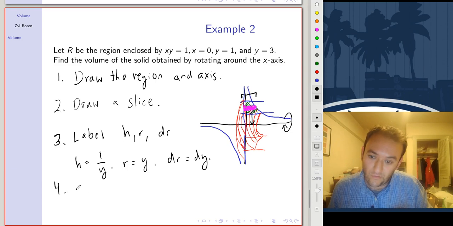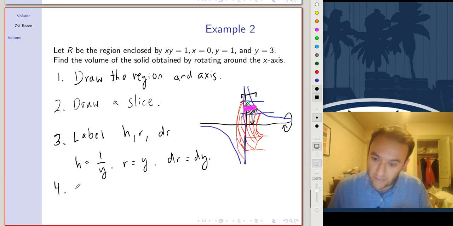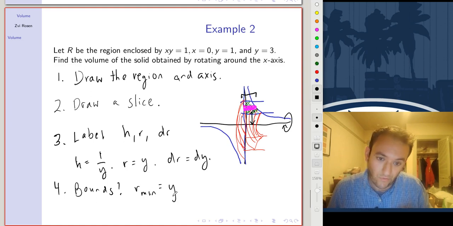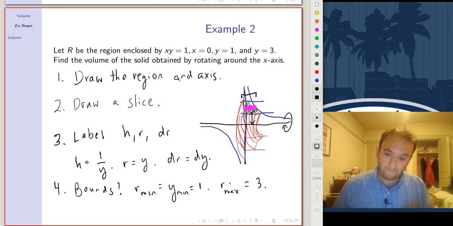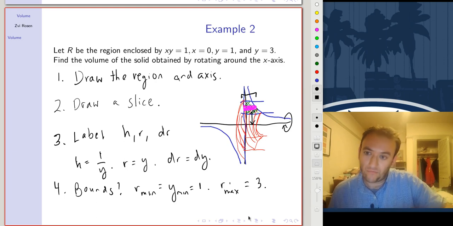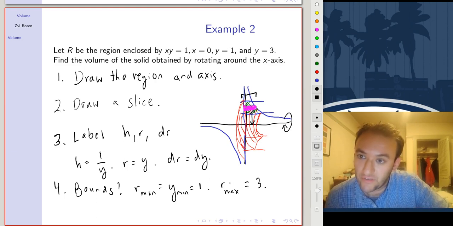Now we need our bounds of integration. So bounds, we'll get r min is equal to y min, which is 1. Right, that's the smallest y value in this region. And r max is the max y value, which is 3. Okay. So now we will add in another page after this.